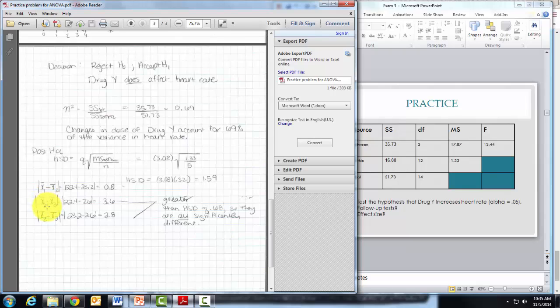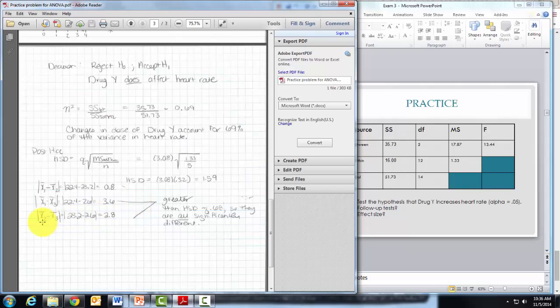Then I can compare the mean of group 1 to the mean of group 3. So the mean of group 1, subtract the mean of group 3. So 22.4 minus 26. We're going to take the absolute value of that, so that gives us a value of 3.6, and I can compare it to 1.59. Is it equal to or greater than? Yes. So there is an honestly significant difference between those two groups.